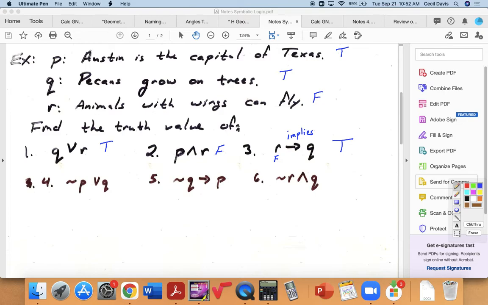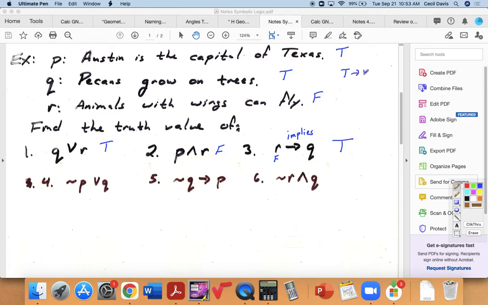So, number 3, if that's true, it would be false. If what was true? If R was true, this would be true. But if it's false, it's true. Okay, so here are the 4 possibilities for an if-then.